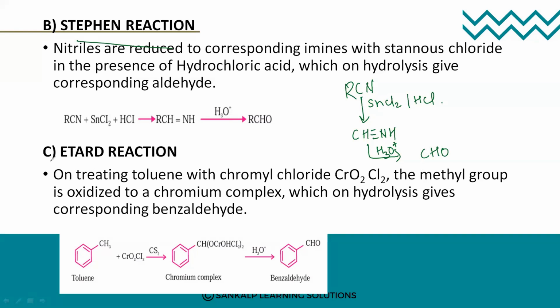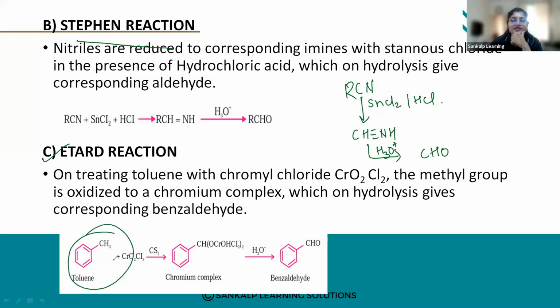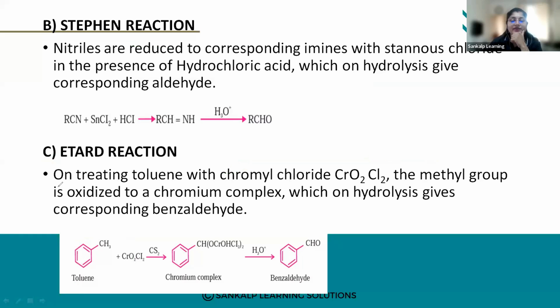Next is Etard reaction. So what are we doing in Etard reaction? The starting reactant is toluene. Toluene is a benzene ring with a CH3 group. It is also called methyl benzene. So we have taken methyl benzene, or toluene.